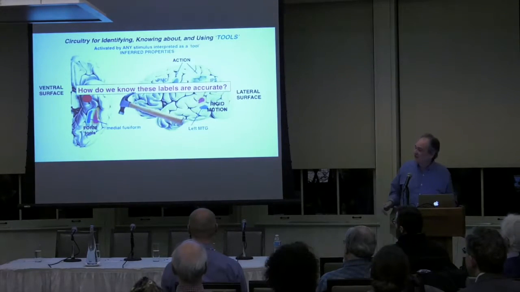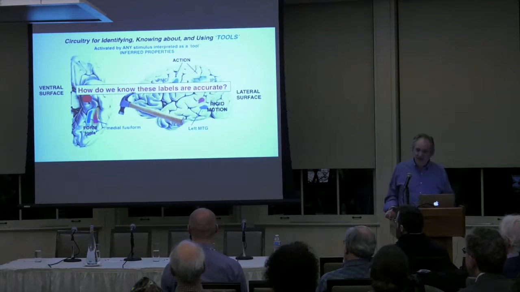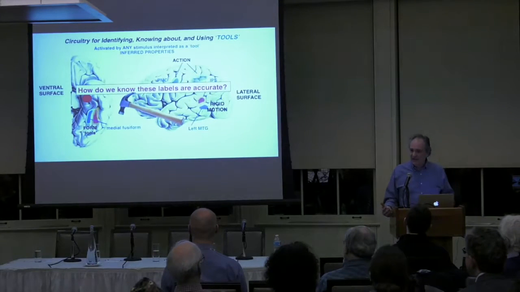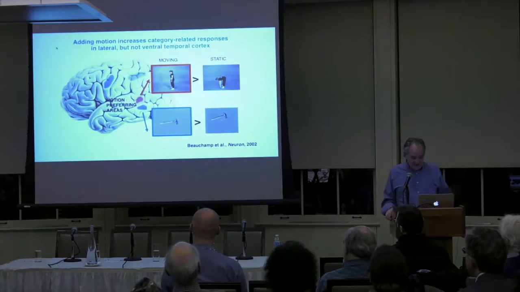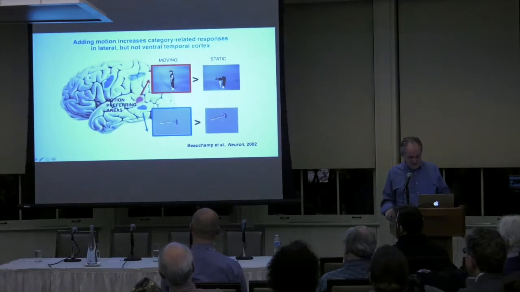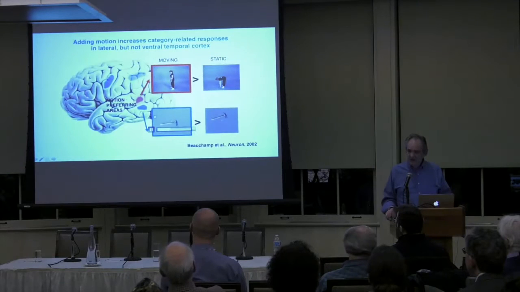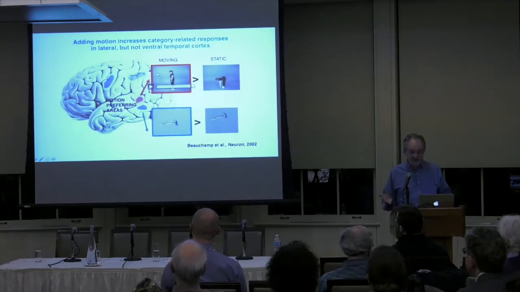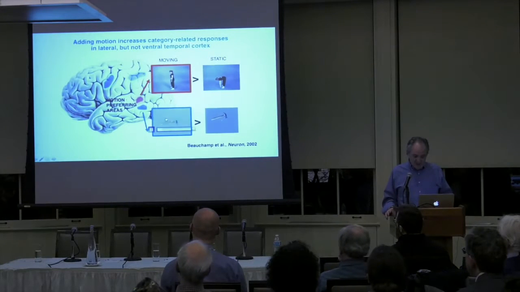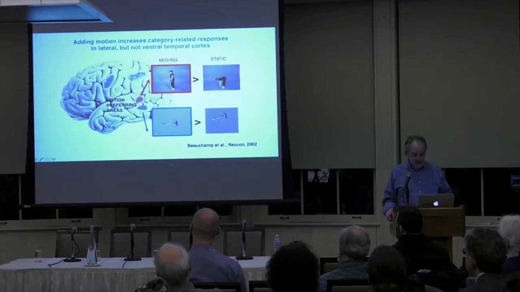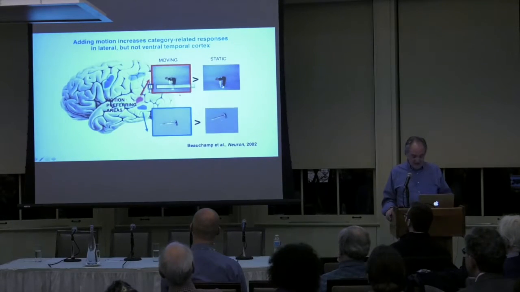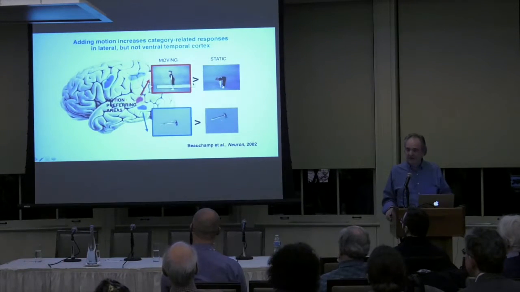How do we know that these labels are accurate? Because we can do experiments to kind of piece out what they are doing. So, for example, these areas that I said are motion preferring, in fact, respond more. Not only do they respond more to the tools than to, in this case, human beings, but they respond more to moving tools than static pictures. Whereas the biological motion area, of course, responds more to that than static images.